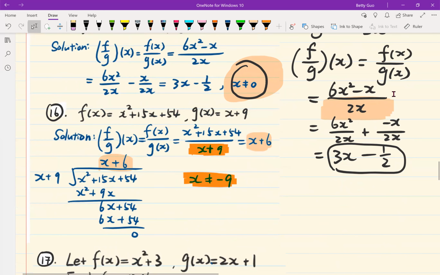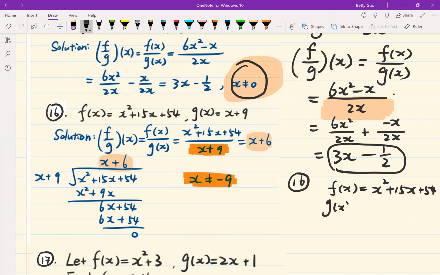Number 16 is division of 2 polynomials as well. F of x, the dividend, x squared plus 15x plus 54. G of x, divisor, x plus 9. We are going to use long division to find the quotient.